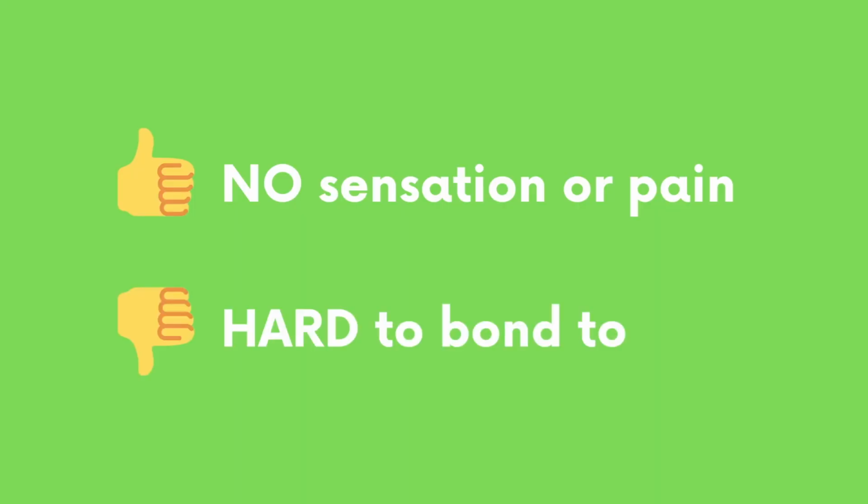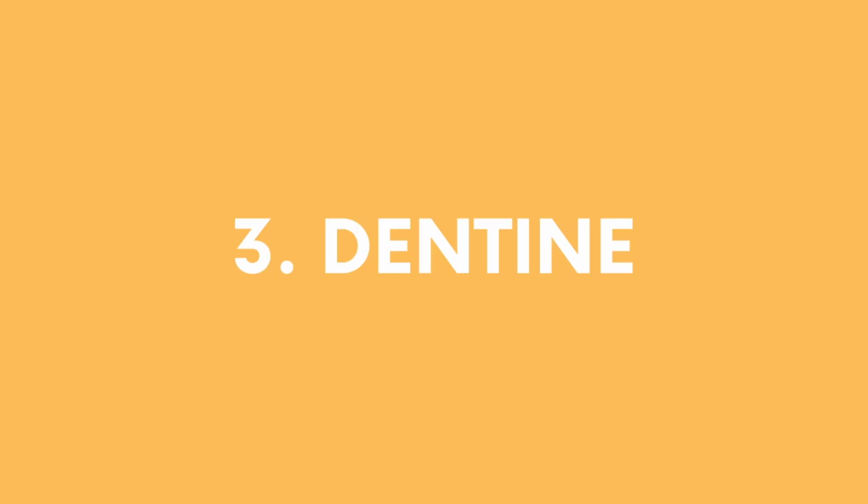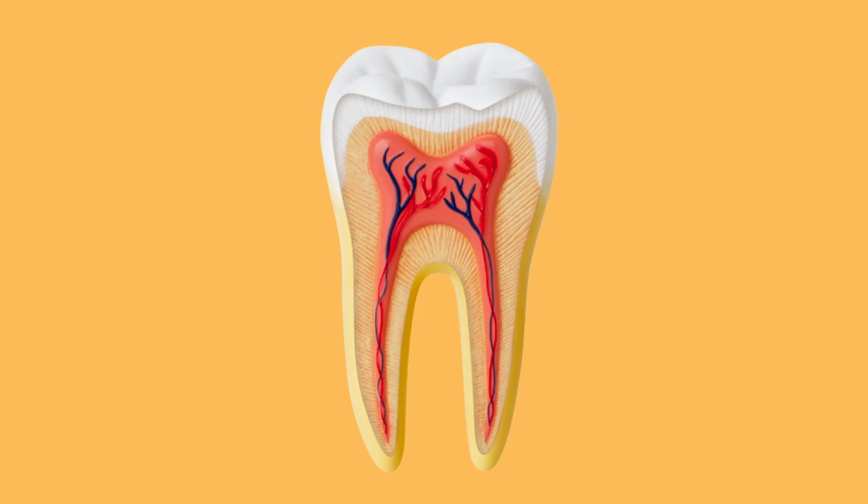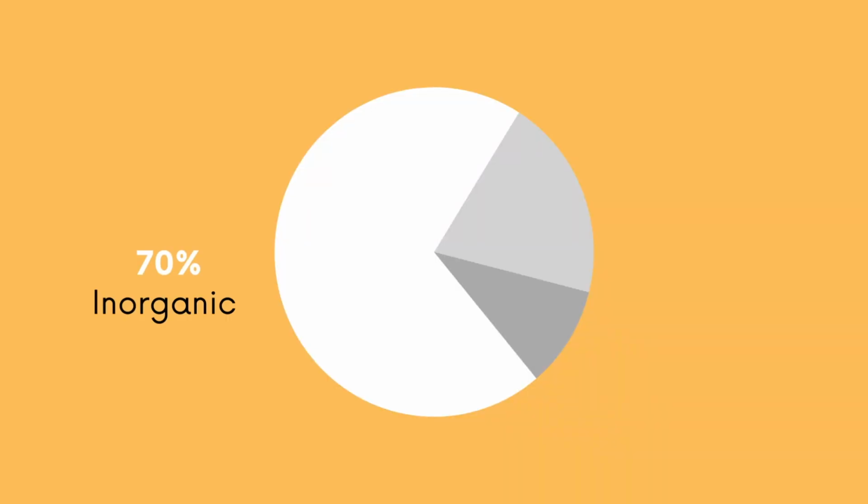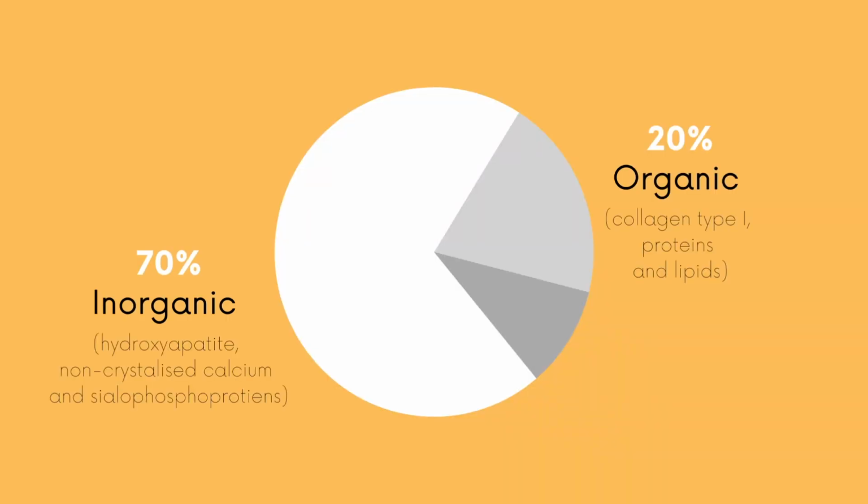However, unlike enamel, it's challenging to bond to. And then we come to dentine. This is the middle part of the tooth. It's a whole other ballpark, and it's not always been the most predictable thing to bond to. The latest literature says that it's composed of 70% inorganic mineral, 20% organic matrix, and 10% water.